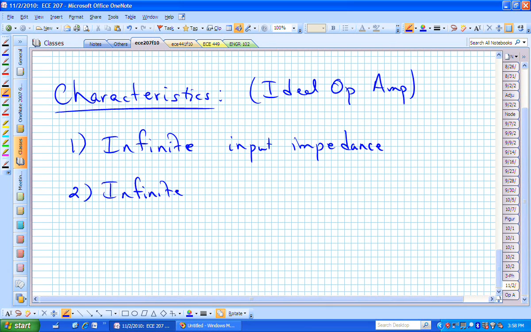Another characteristic is that we have infinite gain or amplification, infinite gain for the differential signal that's being applied to the input. So we have infinite gain for the differential signal.